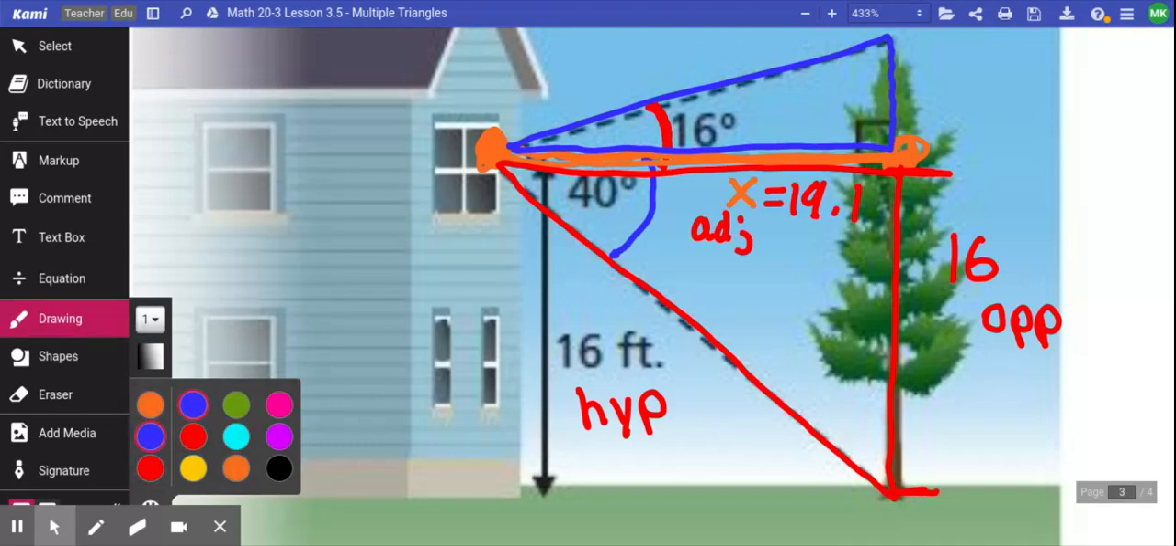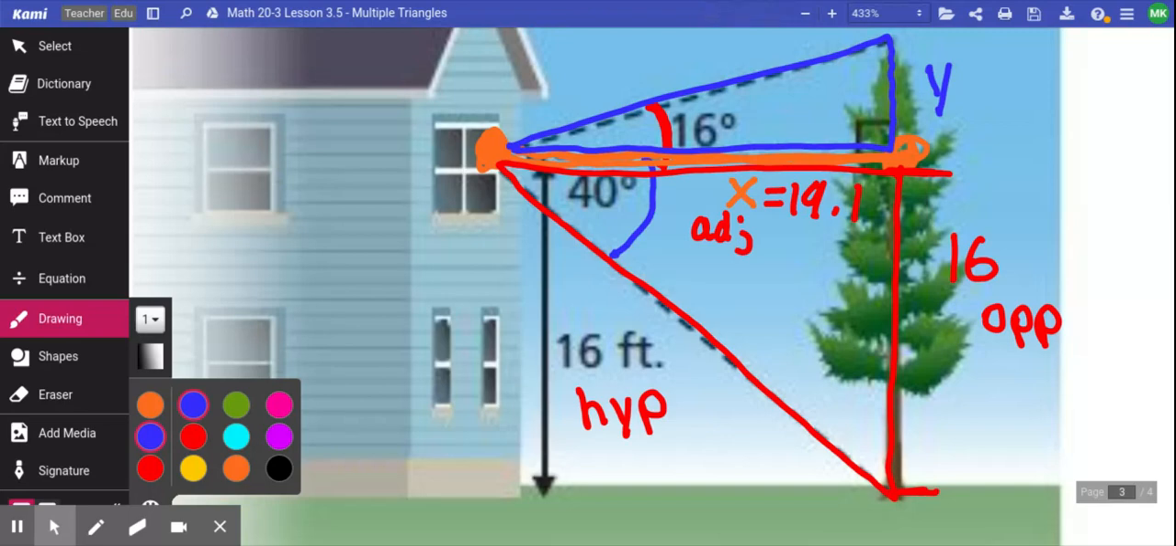So now I'm looking for that top of the tree, which I'm calling y. You do the adjacent plus the opposite, on the right side. So for us, this is 16. You need to find the rest of this.